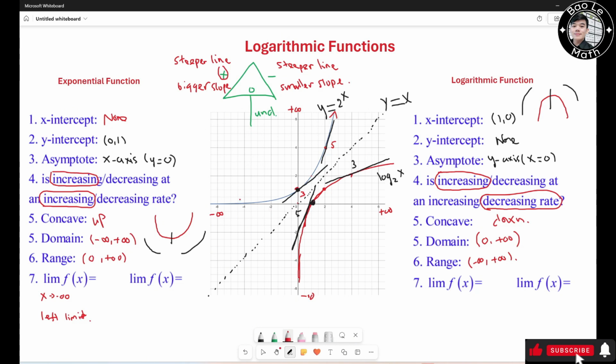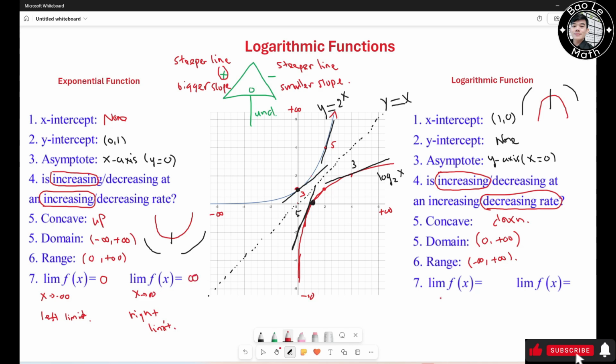All right. So when x approaches negative infinity right here, the function approaches 0. It never touches the x-axis, right? So this should be 0 when x approaches negative infinity. Now when x approaches positive infinity, x goes to the right and the function keeps going up forever, right? So this should be the right limit. The limit of f of x when x approaches positive infinity is positive infinity.